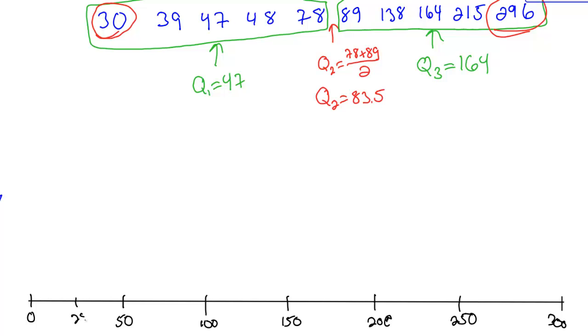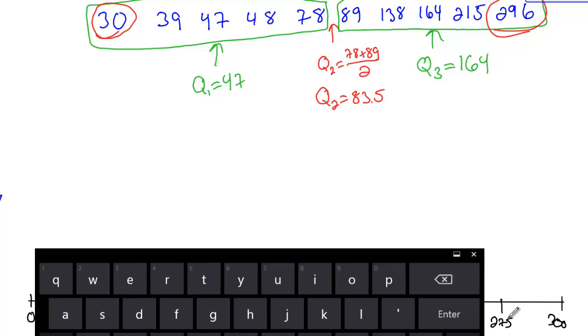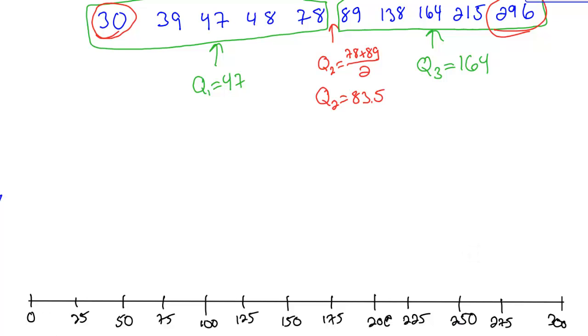So we've got about 25, 75, 125, 175, 225, and 275. This helps me know how to break it up when I'm looking at it. Okay? So using this number line, I want to put these 5 numbers on here. I'm going to start with my Q's and put those on there.